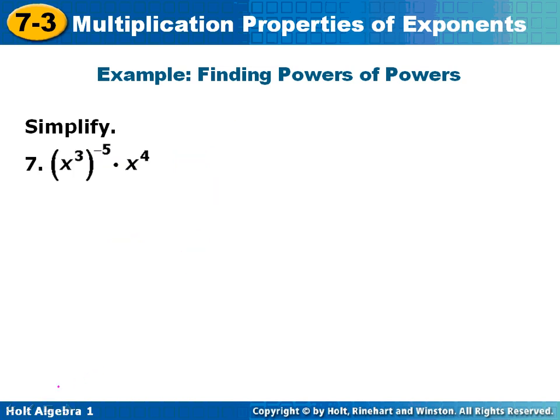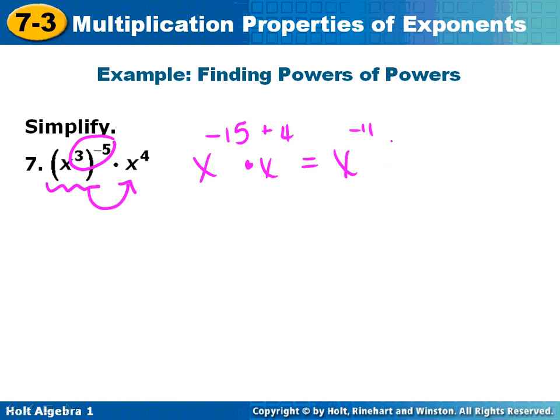Number 7, we've got a double problem here. We are first going to have to work this out, and then after we finish that, we're going to have to multiply it by x to the 4th. So multiply these exponents. That gives me x to the negative 15. The x to the 4th stays the same. Now I'm multiplying, so I have to add the exponents. That's x to the negative 11. You can't end with negative exponents, so I have to go one more step. The negative exponent means it goes on the bottom. So x to the positive 11 goes on the bottom with a 1 on the top.